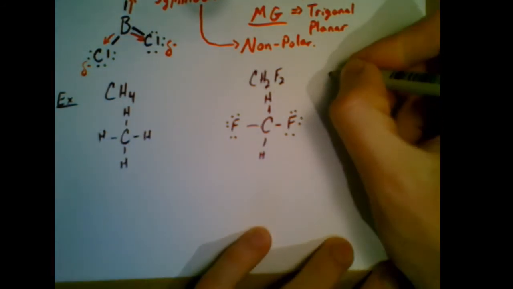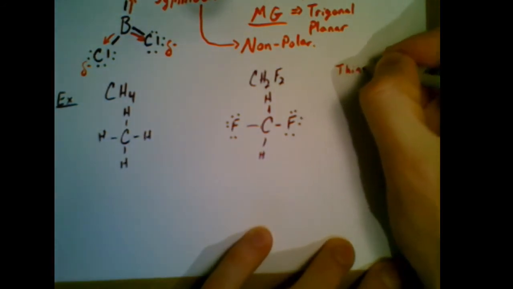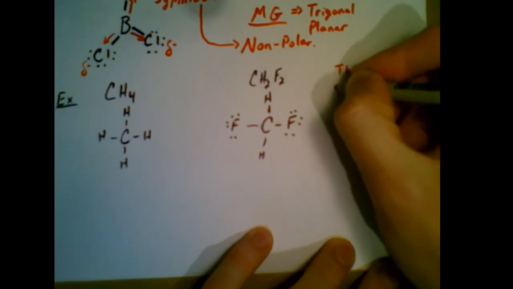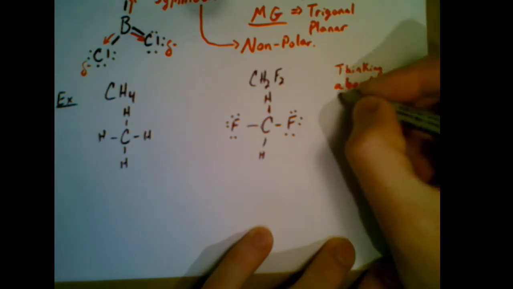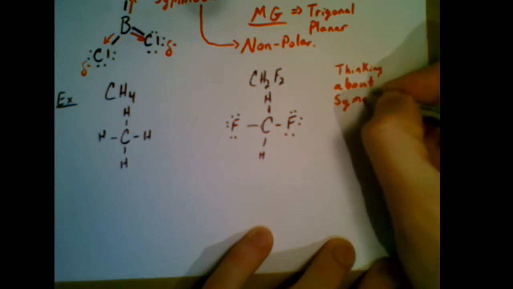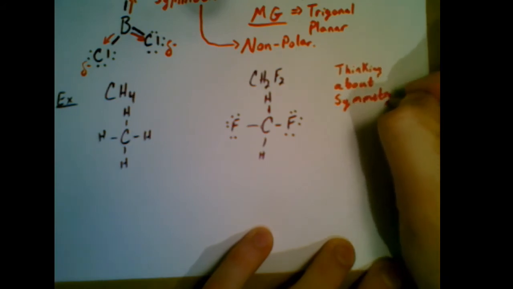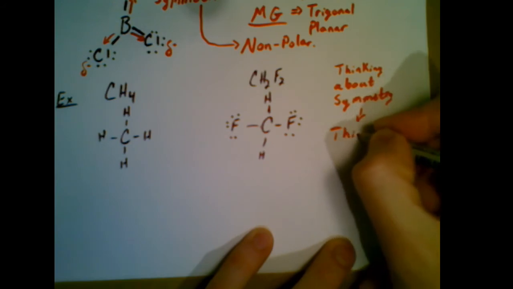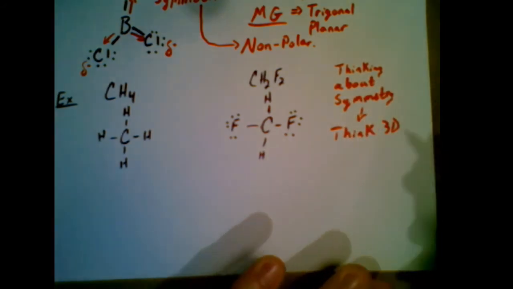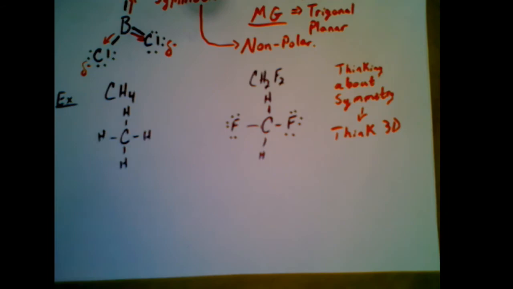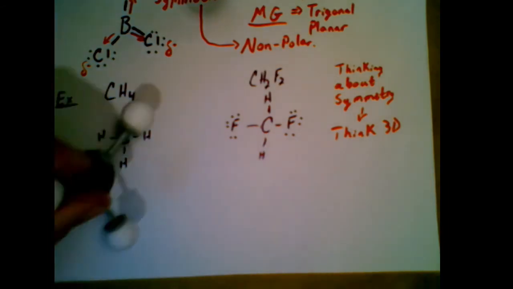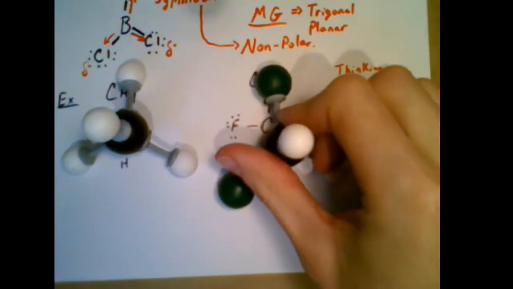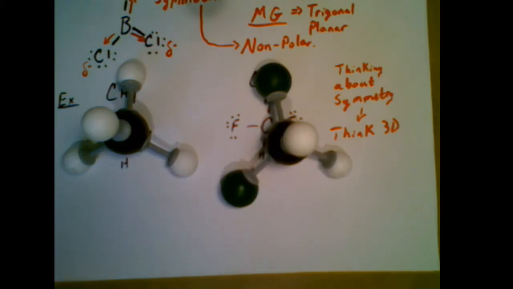When we think about symmetry, what you need to think about is the 3-dimensional structure. So think 3D. Something that is symmetrical in 3 dimensions has to be able to be rotated to look exactly the same in every single rotation.